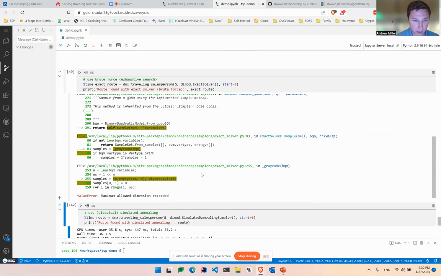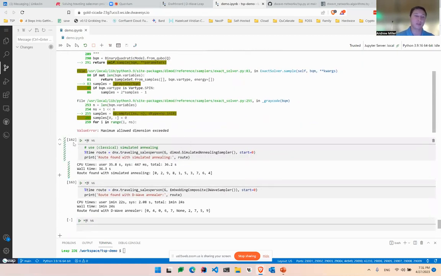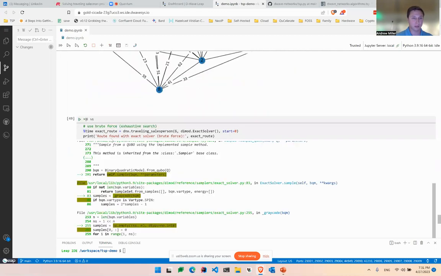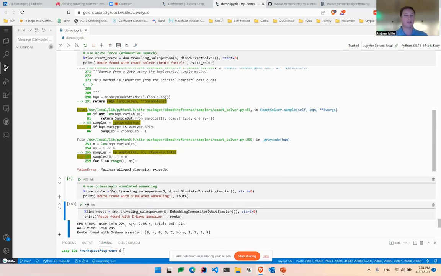Actually, what does it say? Maximum allowed dimensions exceeded. What it means is they're not going to even attempt, because this will run forever and it's just going to waste money. So they're not even going to run this problem for us. I can run this on a simulated annealing on classical hardware. And what I will get is, let's see. Oh, I just misclicked. And this will take longer because the problem is bigger.